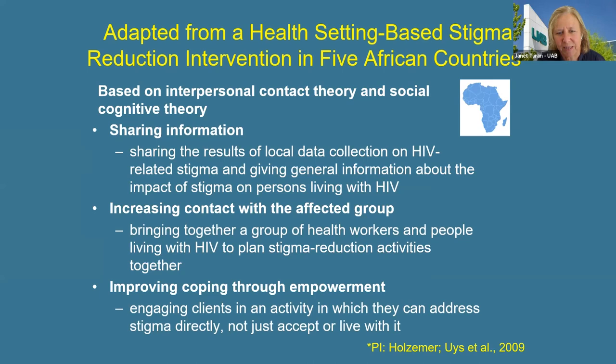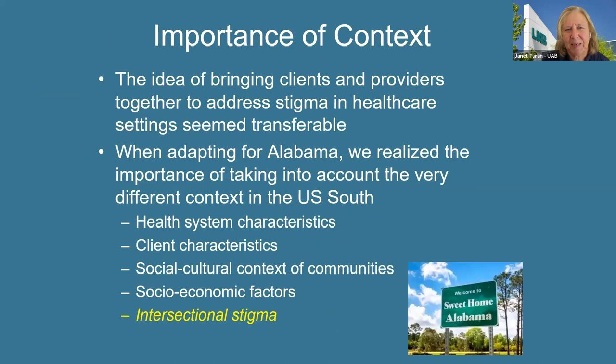So this is a really promising intervention. And when I moved my professional, my university home to the University of Alabama, we started thinking about how this might work in the Alabama setting. So of course, there are some elements of stigma that are quite universal. We've learned through many years of stigma research that there are some common things. But we also know that context is important, right?